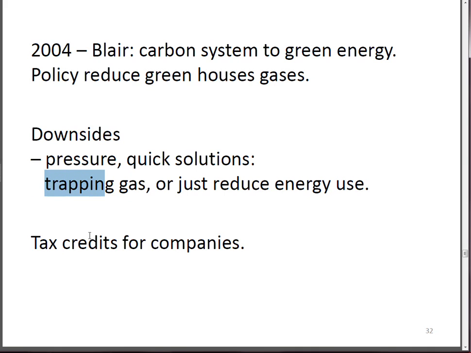On the other hand, there were many tax credits introduced around then to companies that would reduce energy use. This is great. This is a more long-term initiative.